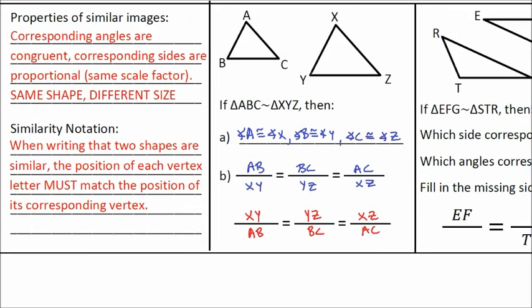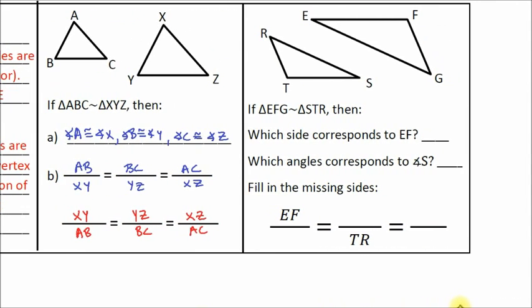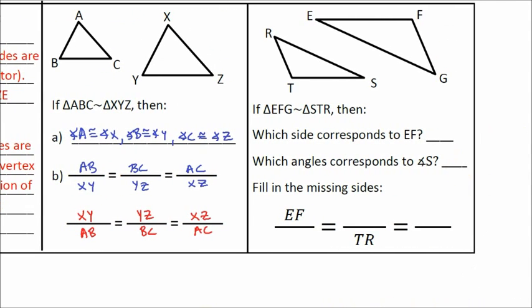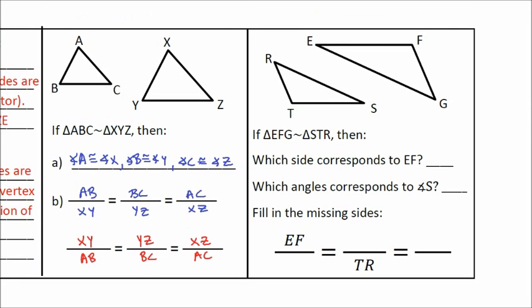All right, let's take a look at the last part here. We'll take a look at these two triangles. And here's our similarity notation. If triangle EFG is similar to triangle STR, then we should be able to answer these questions. Remember, E matches with S, F matches with T, and G matches with R.